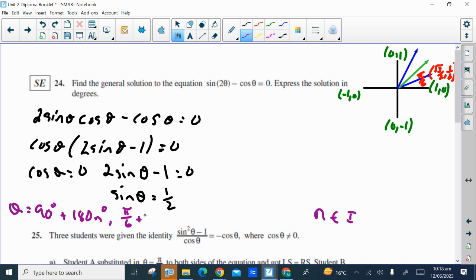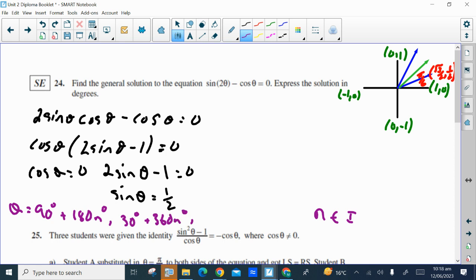And from there, we would have to add one full revolution of the circle. And again, I'm supposed to be in degrees, so let's fix that. So that would be 30 degrees plus 360n degrees.